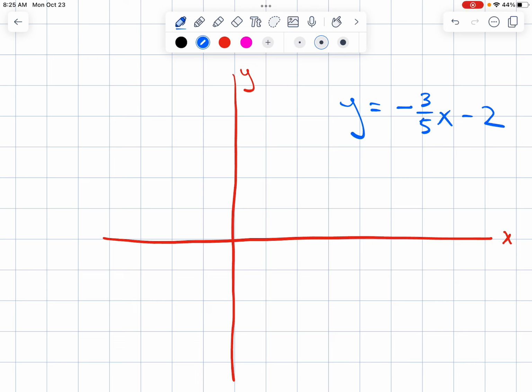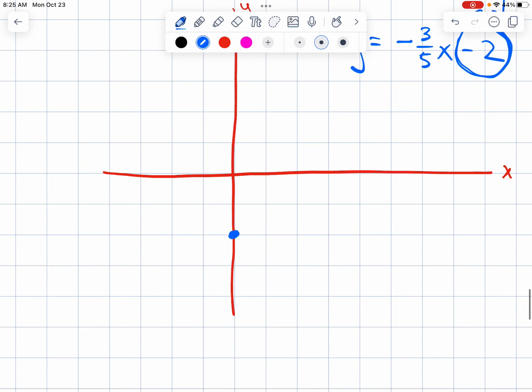The important thing is you start with this one right here. You start with that -2. So this is where you start. You always start with that y-intercept. So you start with the -2, and here my slope is -3/5. So I'm going to be going down 3, 1, 2, 3, and I'm going to be going over 5, 1, 2, 3, 4, 5. And there's my new point. So down 3 and over 5.